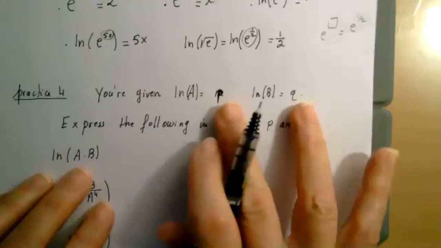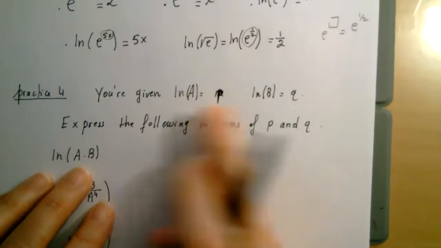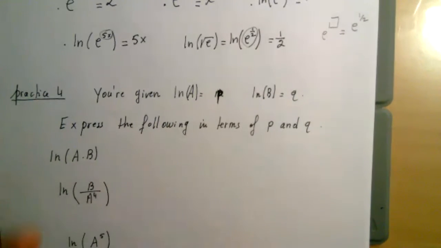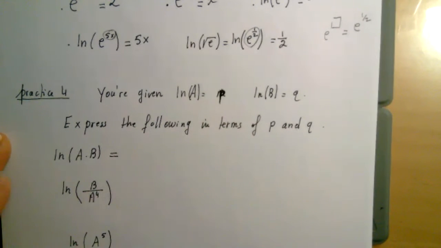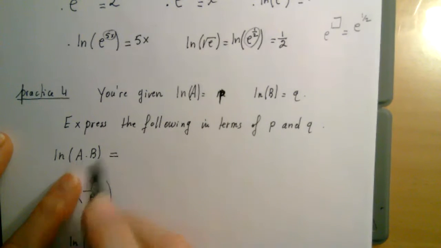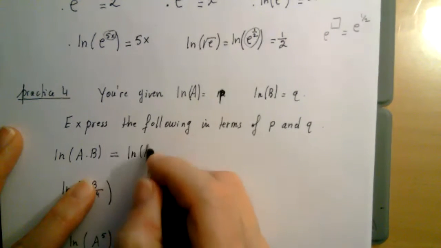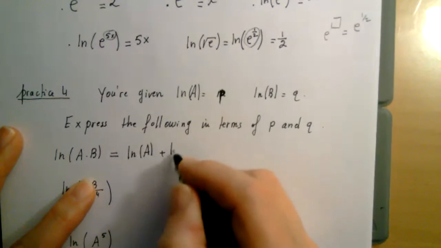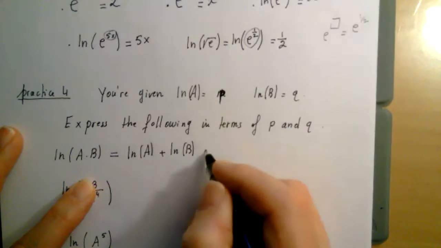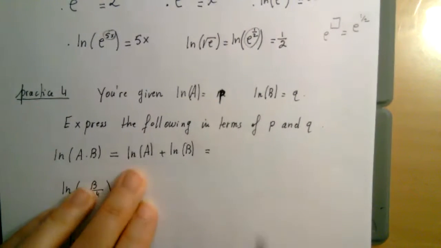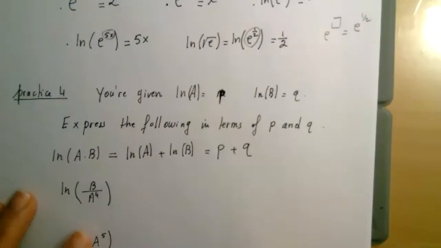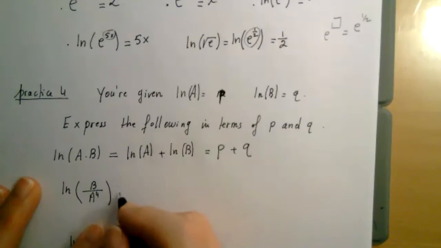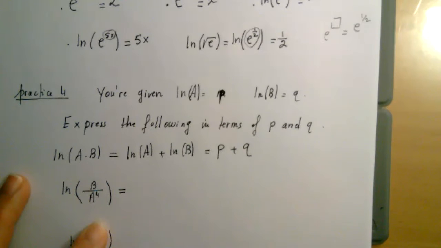Now, I'm giving you a bunch of stuff. We have two numbers, a and b. ln of a is p, ln of b is q. Find the ln of those. The idea is to practice the properties. So what's the first one? ln of ab is the ln of this number plus the ln of that number. ln of a is p, that's q, and of that.